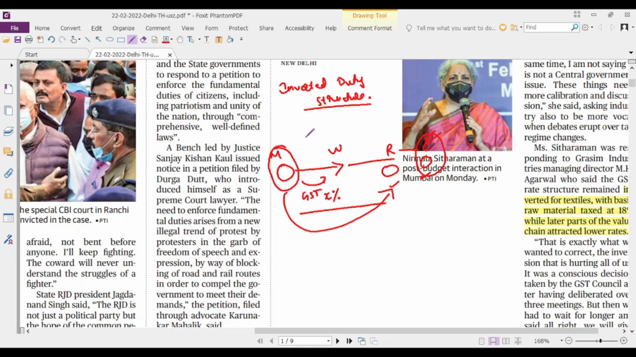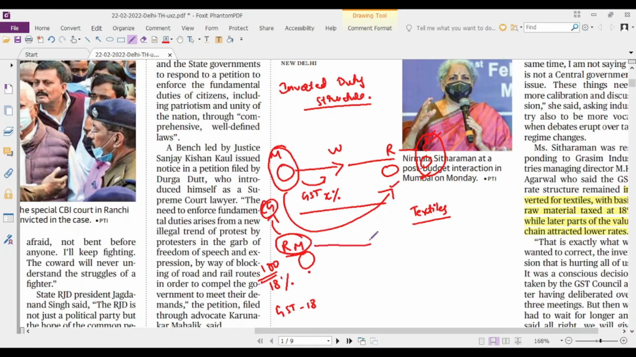Let's take an example. For example, on textiles, on the raw material inputs that a textile mill gets, the GST is charged at 18%. Say this textile mill gets 100 rupees worth of raw materials at 18%. So the GST would be 18 rupees. The textile mill would have deposited the GST to the government.